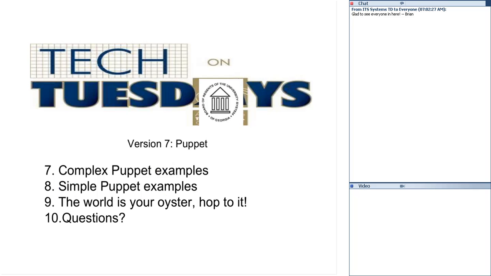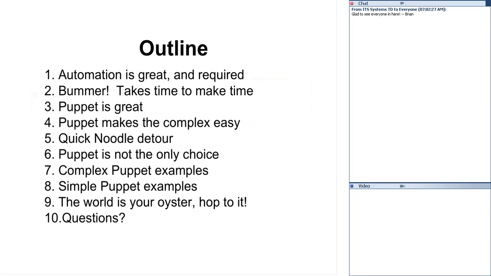So here's an outline of what I'm going to talk about today. First, I'm going to just cover automation and the fact that, well, it's great, and I also think that it's a requirement. And it's unfortunate, but making your life easier actually takes some time to get started, so I'll talk a little bit about that. We think Puppet is great and that it makes doing complex things easy. And then we use Noodle as our server database, so I'm going to talk a little bit about that because it's integrated with how we use Puppet. And then Puppet's not the only choice. We love Puppet, and we think a lot of people would get a lot out of it, but there are plenty of other choices out there, and so I'll talk about some of those.